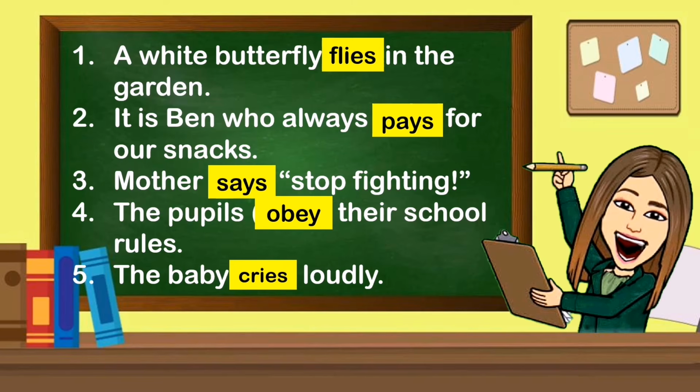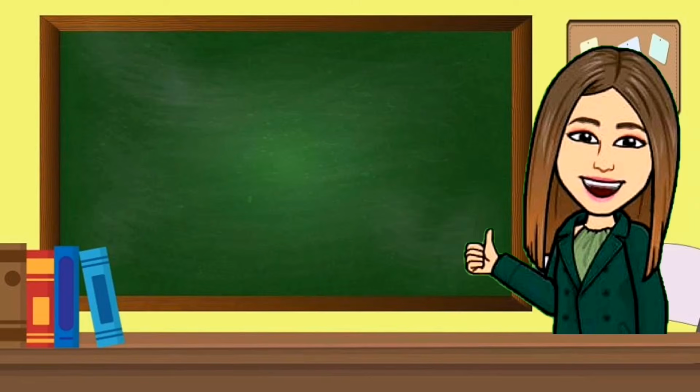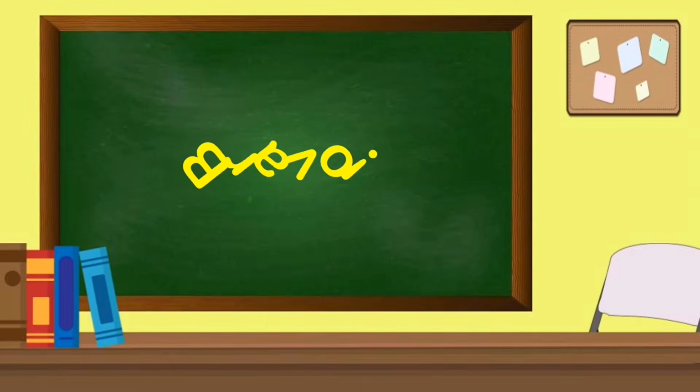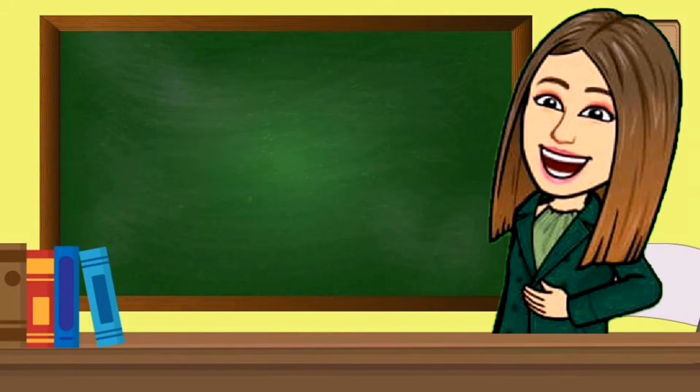So the answer in number 1 is flies, number 2 pays, number 3 says, number 4 obey, and number 5 cries. Did you get the correct answers? Bravo! Congratulations for a job well done.